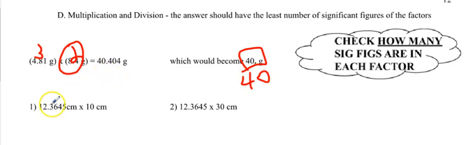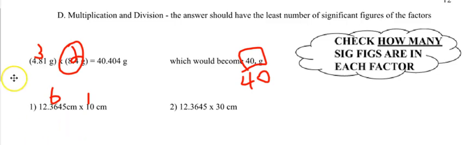All right, so let's try this one. 12.3645. How many sig figs are in that number? It's like 6, doesn't it? Well, how many sig figs are in 10? Not 10 point, but just 10. That's only 1 sig fig. So what should my answer have?